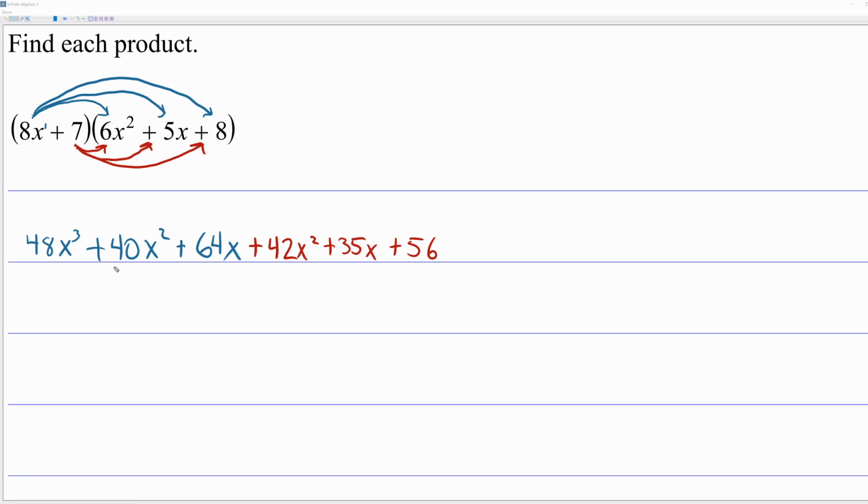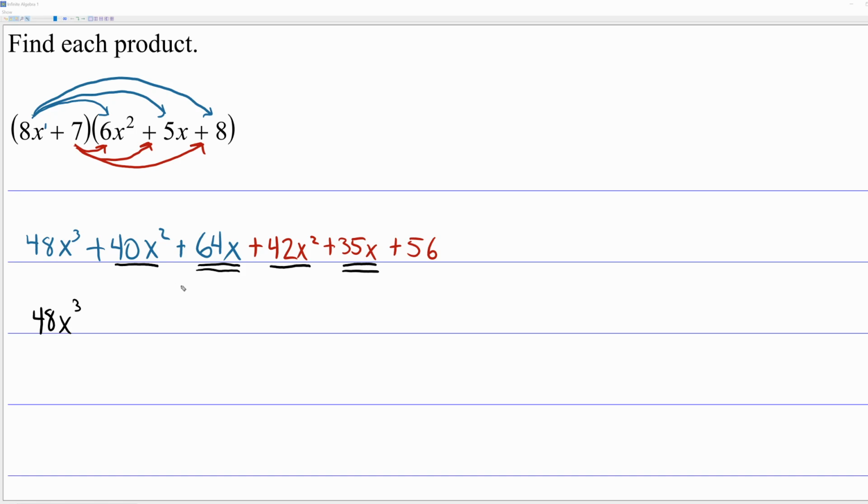So we have 40x squared, and we also have 42x squared. Since the variable part's the same, we can combine those. Also, we have 64x, and we have 35x. Those are like terms, so we can combine those. So my final answer will be, we start with 48x cubed. There are no other cube terms.